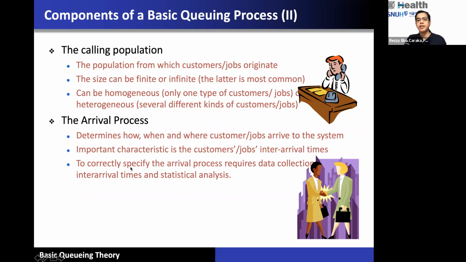Third, to correctly specify the arrival process requires data collection, inter-arrival times, and statistical analysis. That's why we have to collect our data first. Once the data is collected, we can analyze it by using queuing theory. So we can get the information on whether our business is in steady state or not.